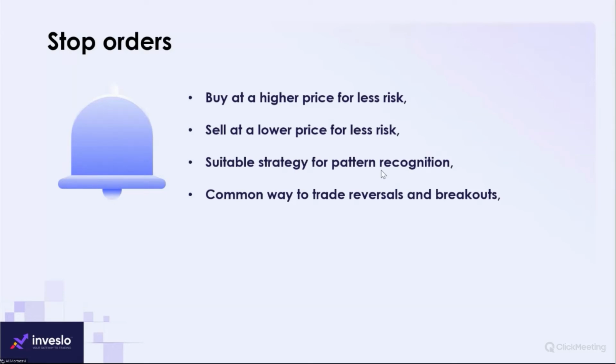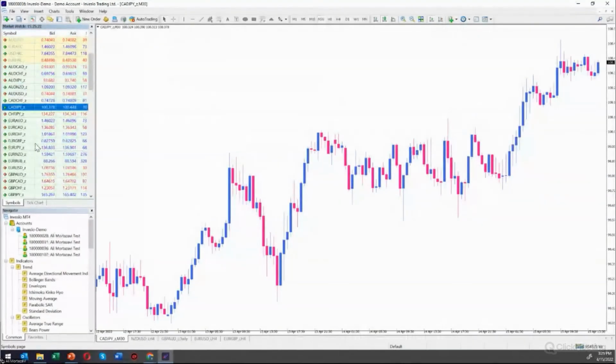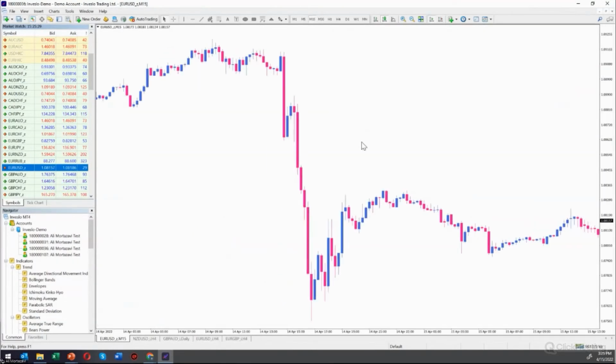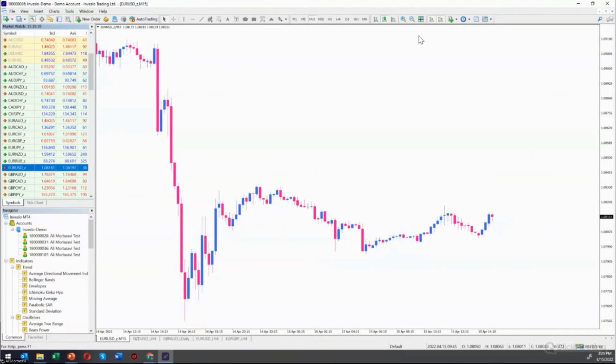It means it's a very common way to trade reversals. Most professional traders use a stop order to trade the reversals. For example, here on the market, let's go through some common instrument like maybe EUR/USD on a lower time frame, for example, 15 minutes. And today most of the world markets are closed because of Good Friday, and happy Good Friday to everyone. However, you can see there's not too much fluctuation in the market right now.